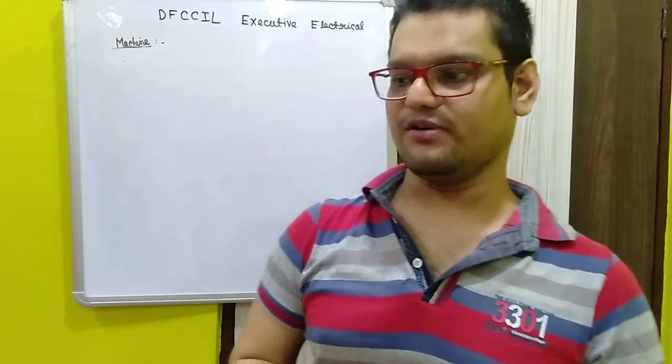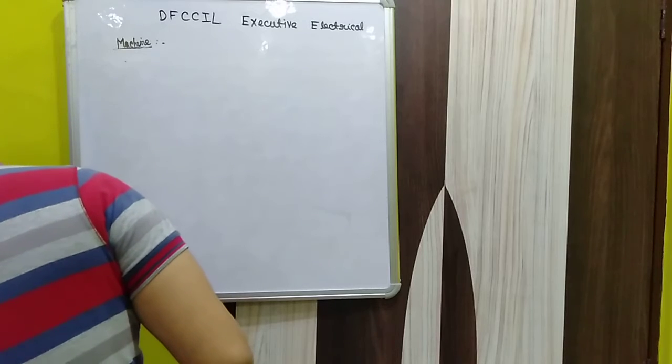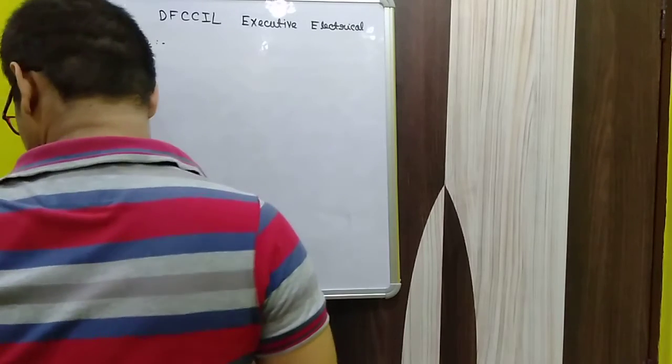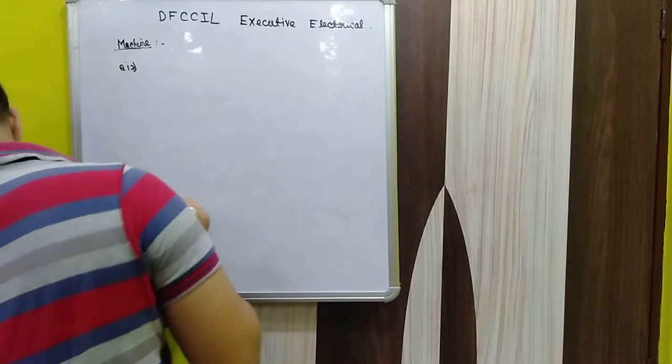Today we are going to complete the rest part of the dedicated freight corridor examination questions. Previously we had done the 12 questions of the electrical machines. Today we are going to solve the rest part of them, one by one. I'm going to start with question number 13. We had completed question number 12 in the previous sections.